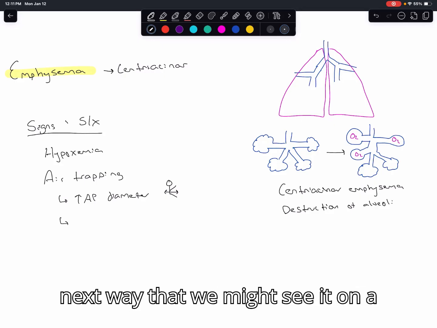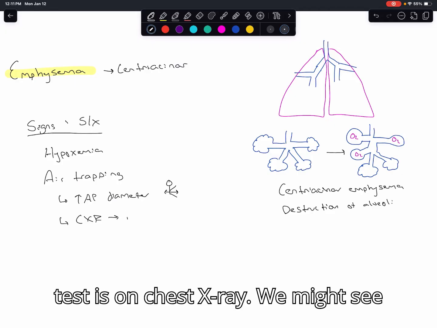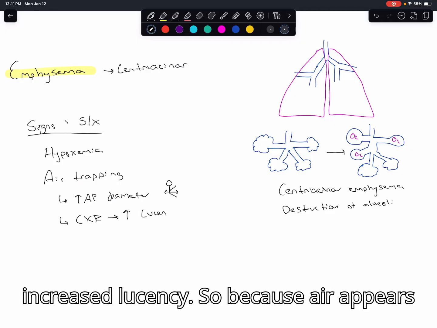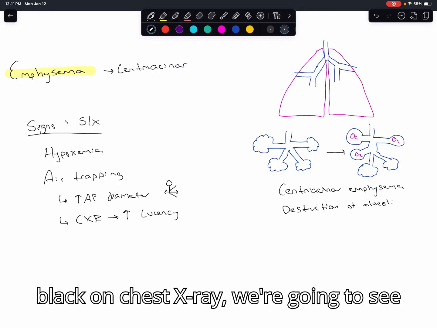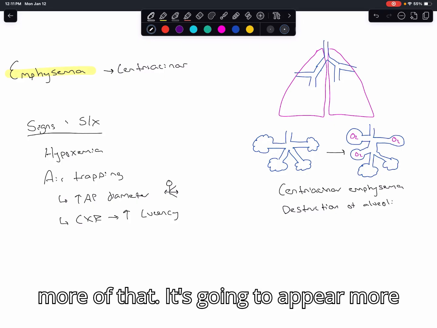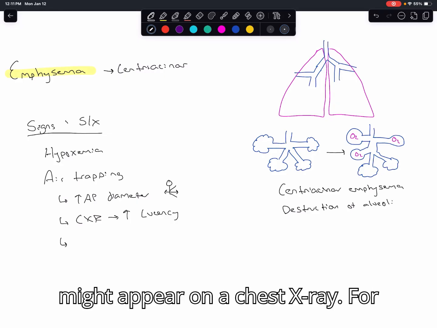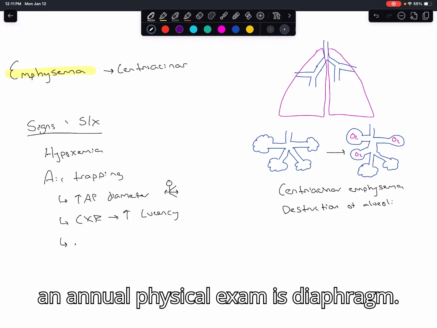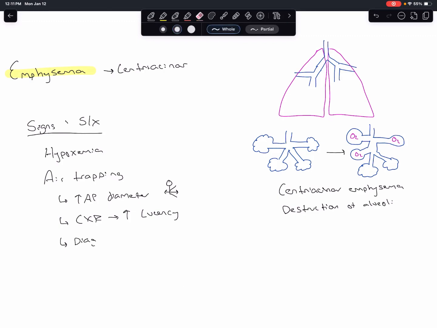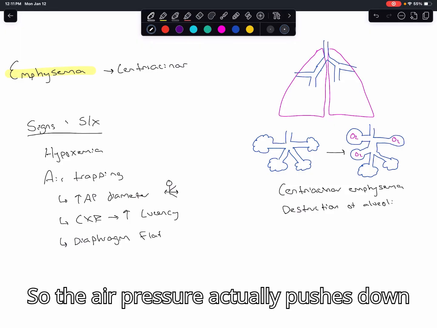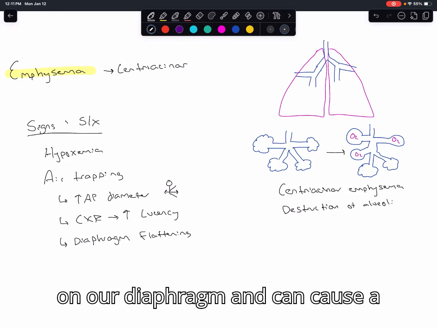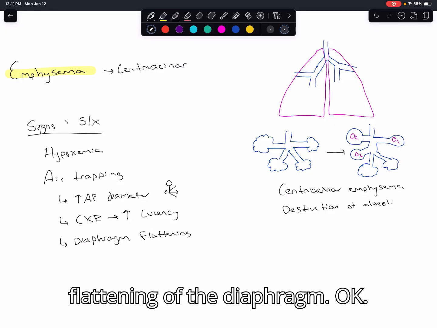The next way that we might see it on a test is on chest x-ray. We might see increased lucency. Because air appears black on chest x-ray, we're going to see more of that. It's going to appear more lucent. The third way that air trapping might appear on a chest x-ray or on a physical exam is diaphragm flattening. The air pressure pushes down on our diaphragm and can cause a flattening of the diaphragm, okay?